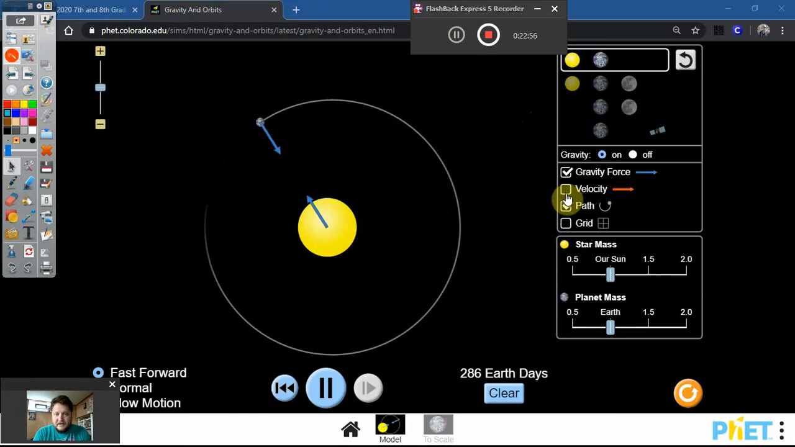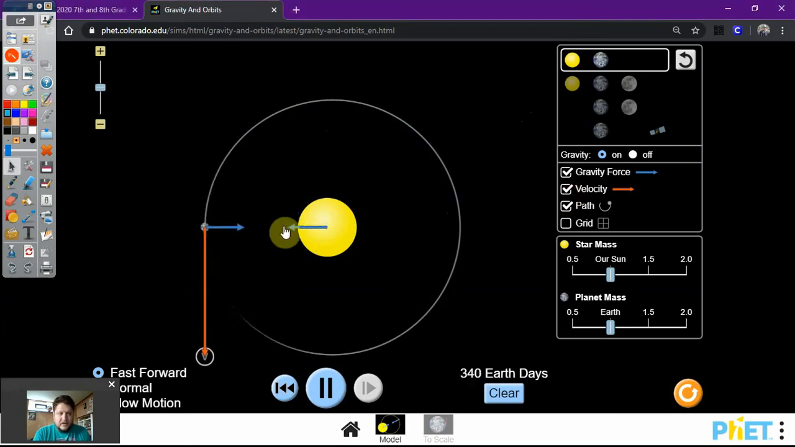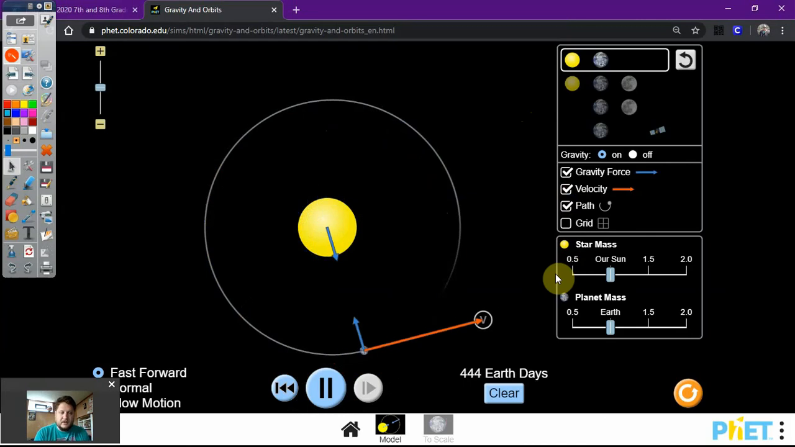Now, if I click on this velocity button here, this red arrow represents the direction and speed, which is velocity, speed with direction, the Earth wants to travel in, but it's being kept in this orbit by the gravitational forces between the two bodies. The sun is pulling the Earth into this orbit.